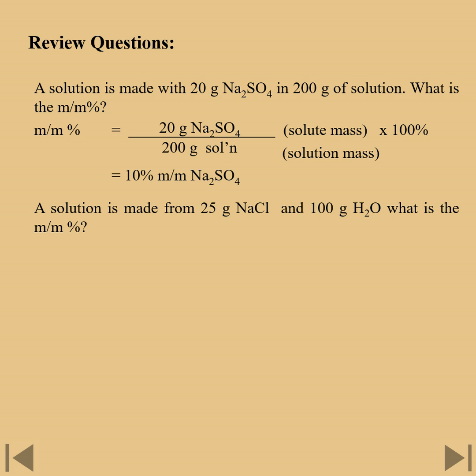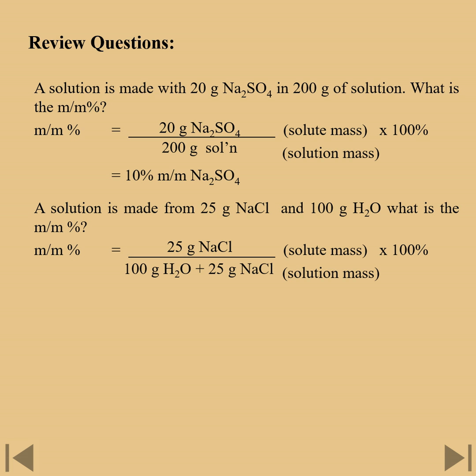A solution is made from 25 grams of sodium chloride and 100 grams of water. What is the mass percent? Again, any percent, subject over total times 100%, and our subject again is our solute measured by mass, and our total is just that, the total solution measured by mass. So on the top goes the 25 grams of sodium chloride, and on the bottom goes 125 grams of solution. That 100 grams of water is not the total. For a 20% mass sodium chloride solution.